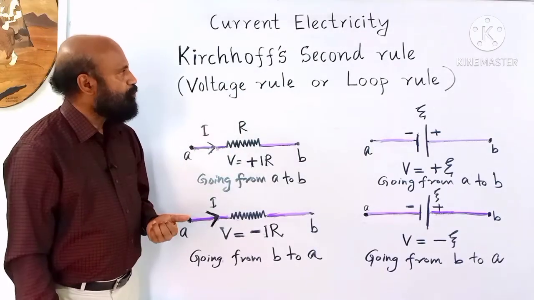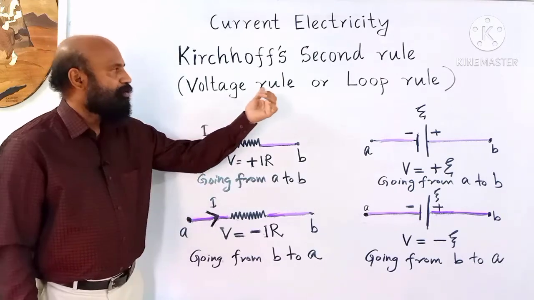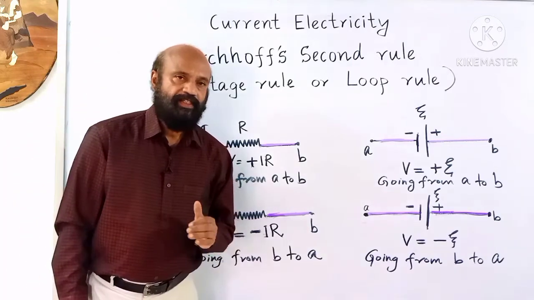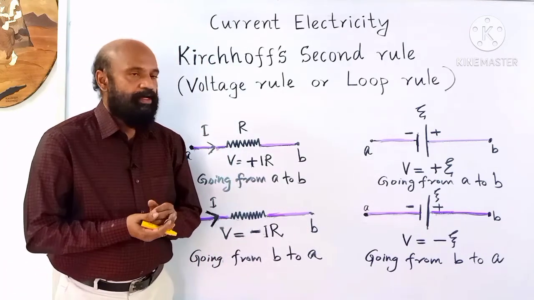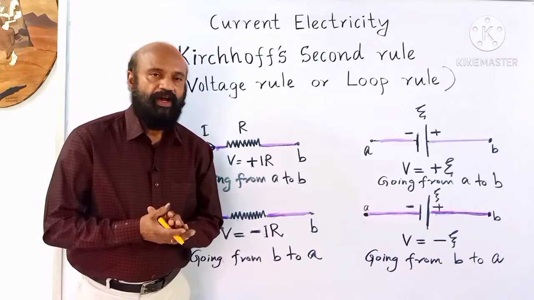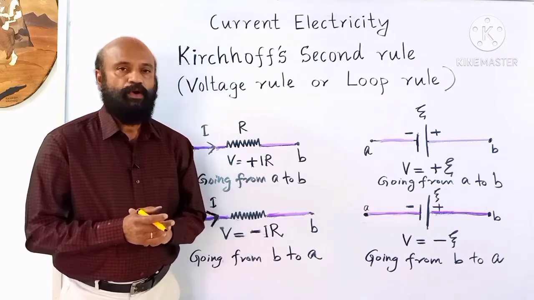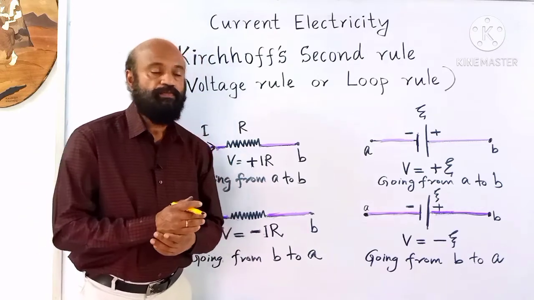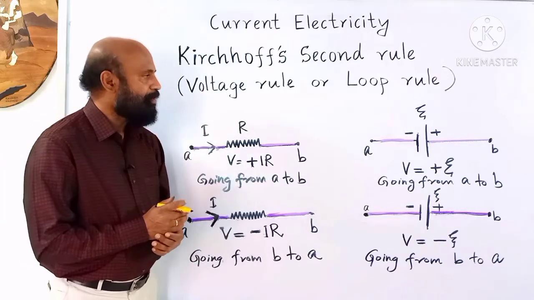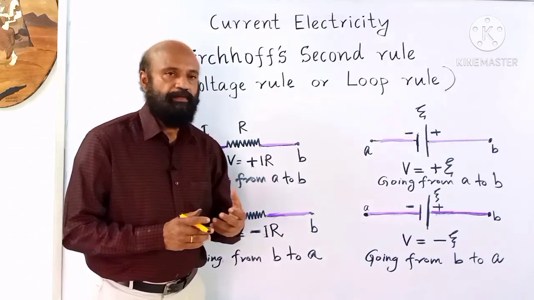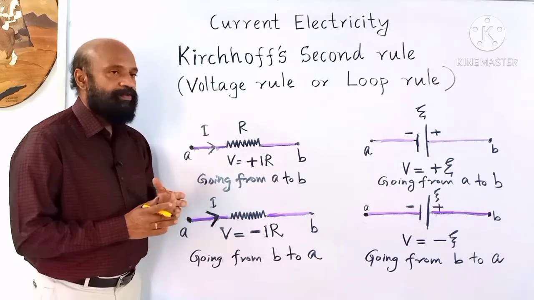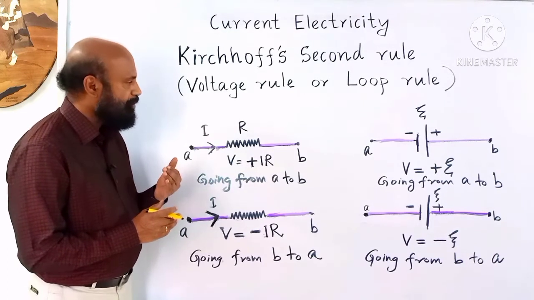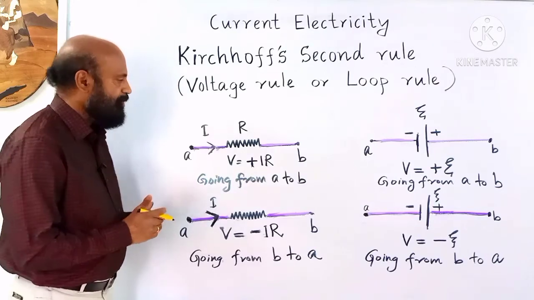Kirchhoff's second rule, otherwise known as voltage rule or loop rule. First let us see the statement. Kirchhoff's second rule states that algebraic sum of the product of current and resistance in a closed circuit is equal to algebraic sum of the EMF. That's the statement. When we use the word algebraic sum, we have to use proper sign convention. Let us see the sign convention.